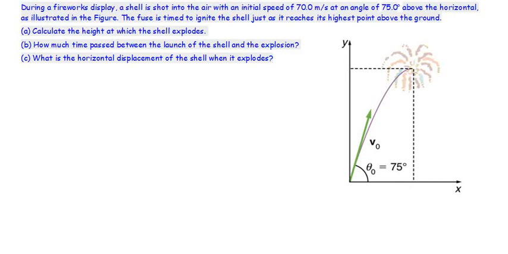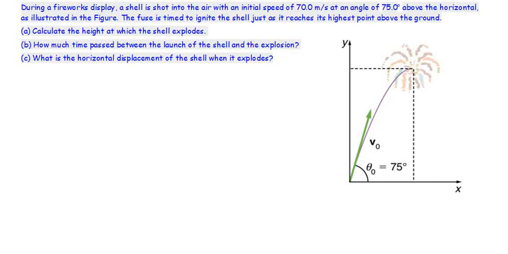Hello again with another example related to projectile motion. In this example, I have a scenario of a fireworks display, where a shell is shot into the air with an initial speed of 70 meters per second at an angle of 75 degrees above the horizontal, as the supported figure shows the scenario.